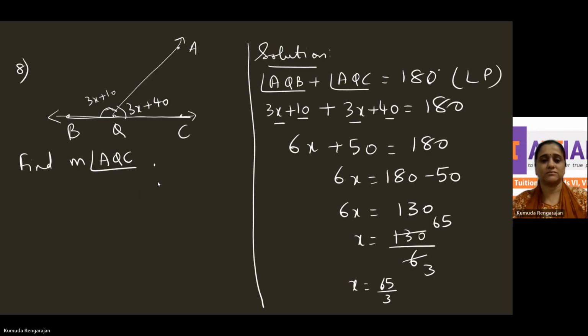Sure. It's not asked, no. The question is to find only that angle, so find only that angle. To find that angle, we have to use the property of a linear pair. Correct? Understood?